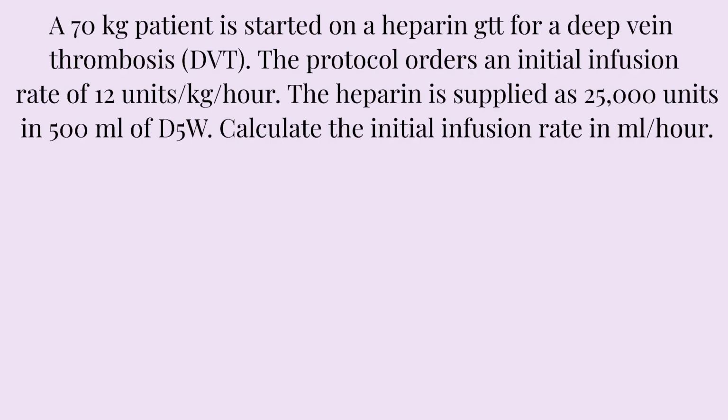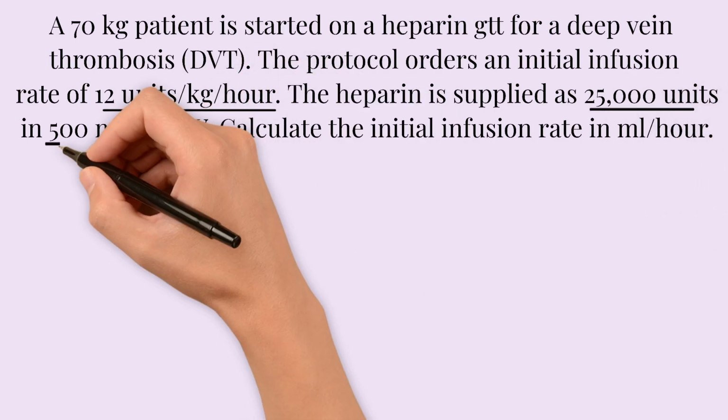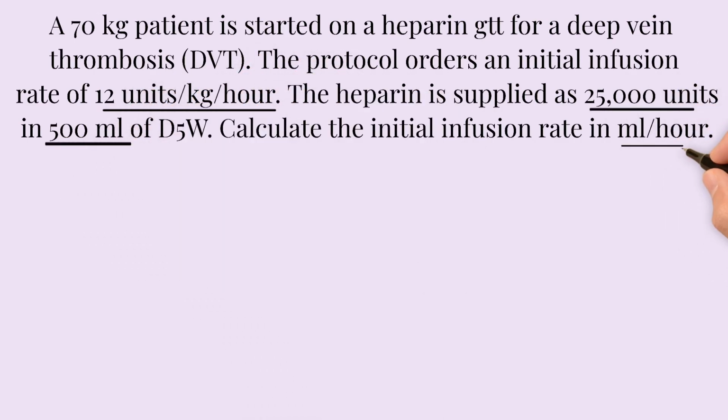Now, as we mentioned earlier, the first thing to always do is underline the keywords that are needed. Get rid of the fluff and the extra. So things we'd like to underline for this question: 12 units per kilogram per hour, 25,000 units, 500 mLs of D5W, and then what we're looking for, which is mLs per hour.